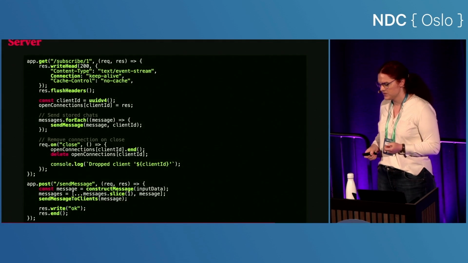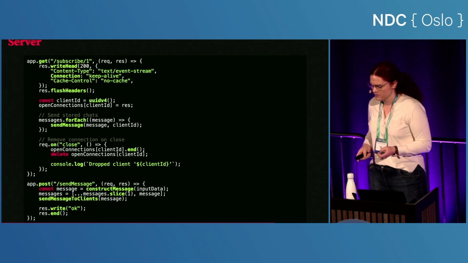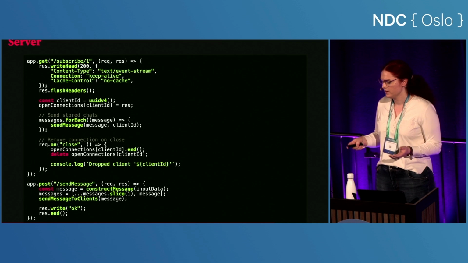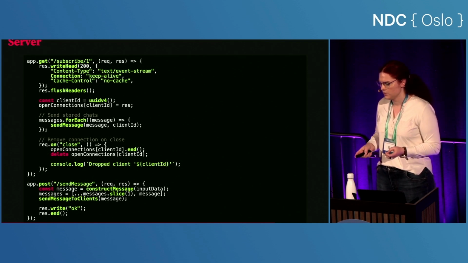And the implementation is this. This is the server implementation, so it has a GET endpoint that lets you subscribe to the events, where I do exactly the same as for the introduction to event stream. I write the headers, I write the status code, and I flush them.